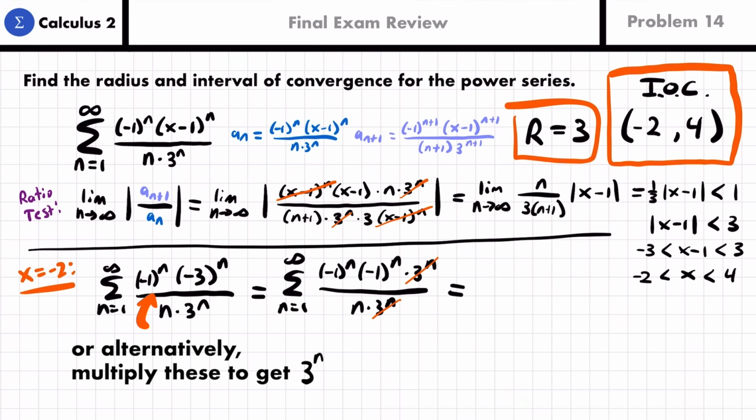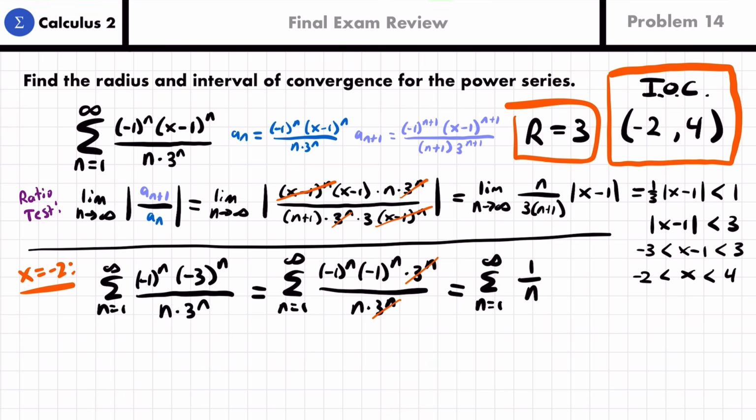So we can rewrite this series again and have the sum from n equals 1 to infinity of 1 divided by n. And that is a much easier series to work with, because that is the harmonic series. That is a p series where the value of p is 1. We know that this is a divergent series by definition.